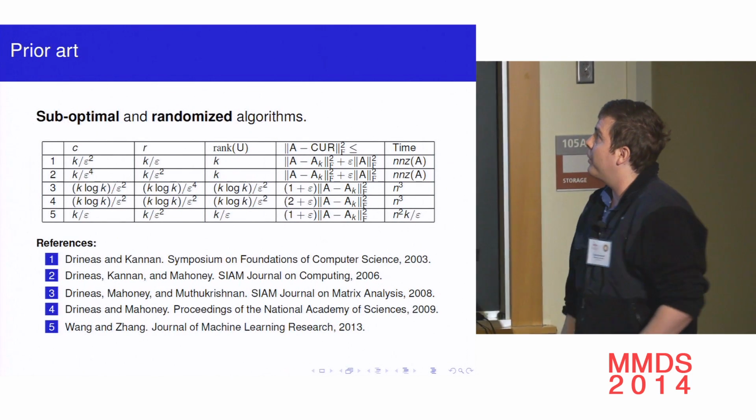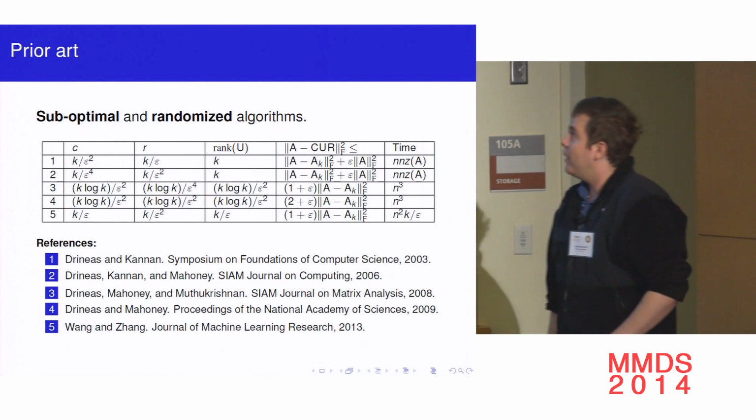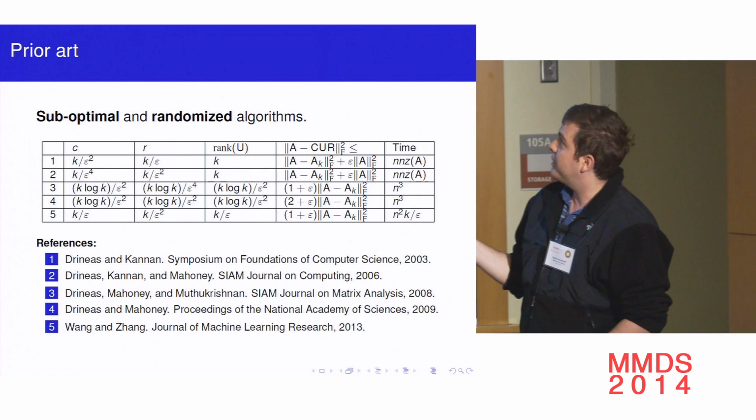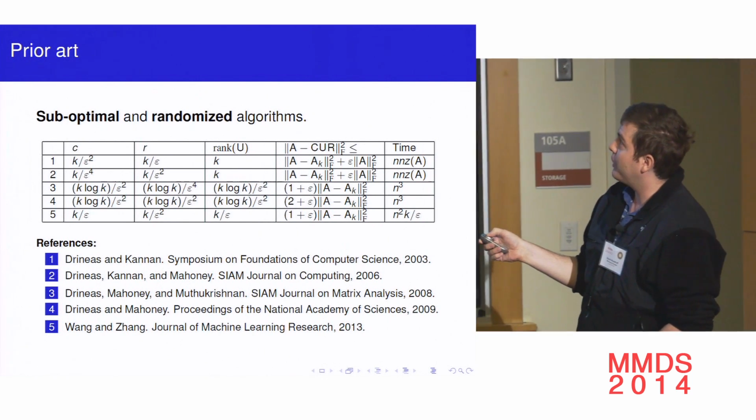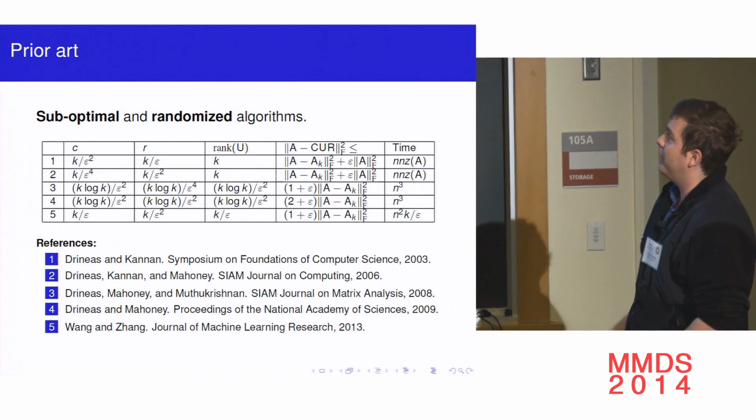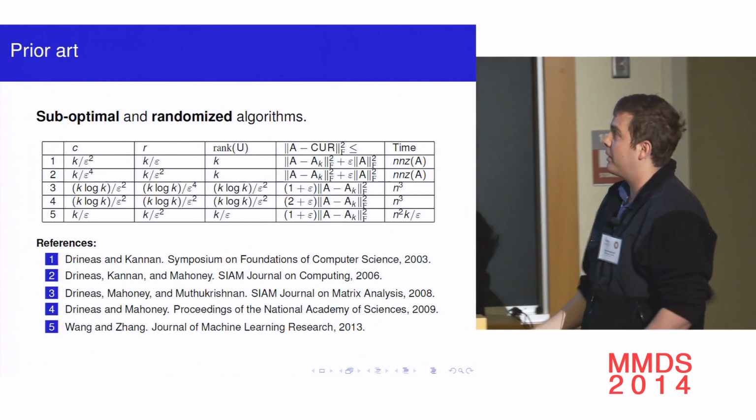Okay, so what is known about this problem? So here's a list of the most relevant prior work. The first two rows are works by Deterministic CUR and Mahoney.